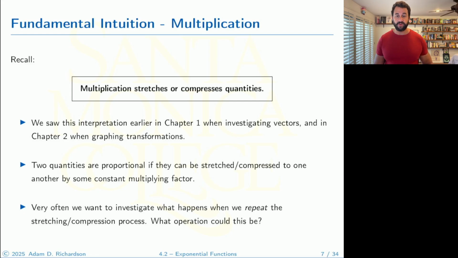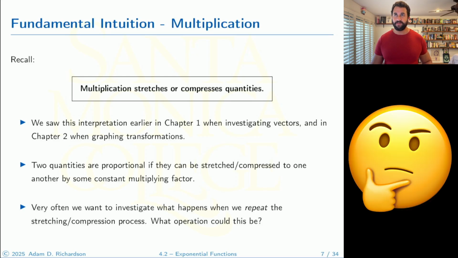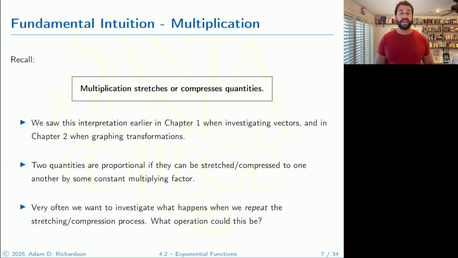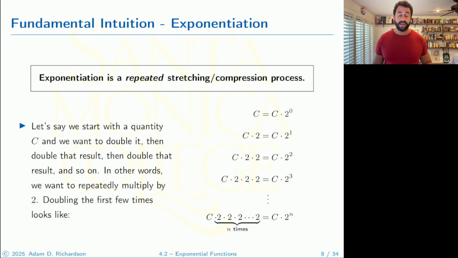Now, very often we want to investigate what happens when we repeat the stretching or compression process. So if we wanted to repeatedly stretch, what operation do you think that could be? Ponder that for just a moment. If I wanted to repeatedly stretch or repeatedly compress. Well, if you said exponentiation, then you would be right. You can interpret exponentiation as a repeated stretching or compression process, repeatedly applying that stretch factor or that compression factor.